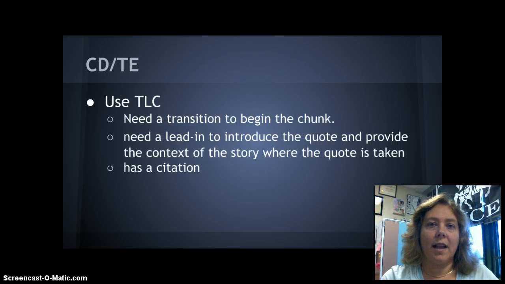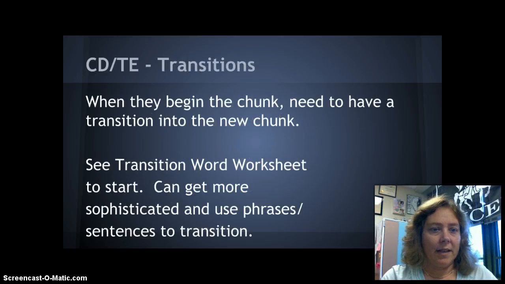When you use a concrete detail or textual evidence, you need to use what we call TLC. The T stands for transition, the L stands for lead-in, and the C stands for citation. Now we'll break those down.